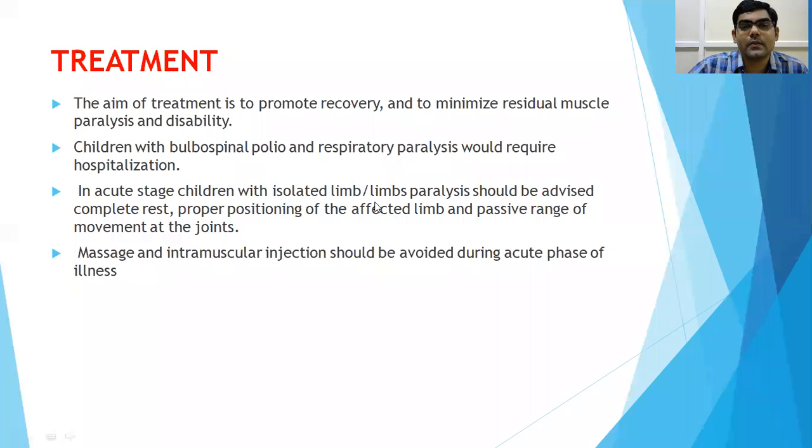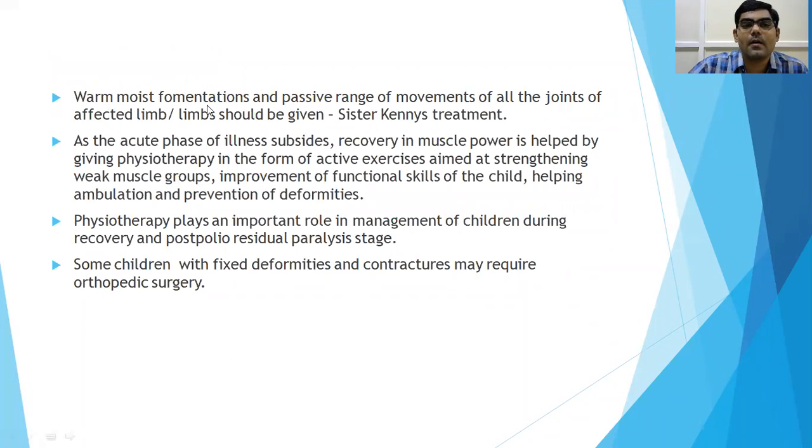Yeah? In the acute stage, children with isolated limb paralysis should be advised complete rest, proper position of the affected limb, and passive range of movement at the joint. Massage and IM injection should be avoided during the acute phase of illness. Okay. So this is called warm, moist fomentation and passive range of movement of all joints, affected limb, and limbs should be given. This is what we call Sister Kenny treatment because this sister pioneered polio care of children. So for her we have kept this name.